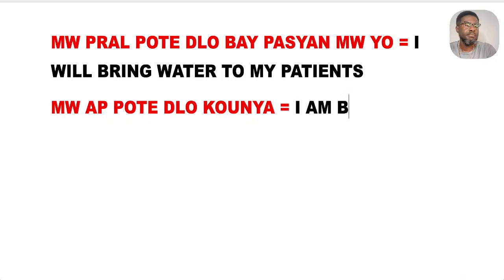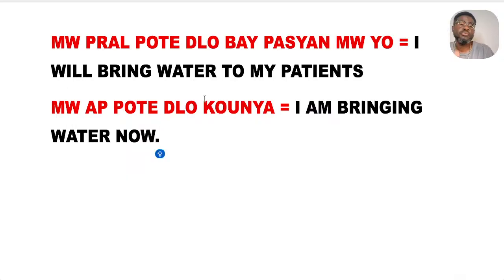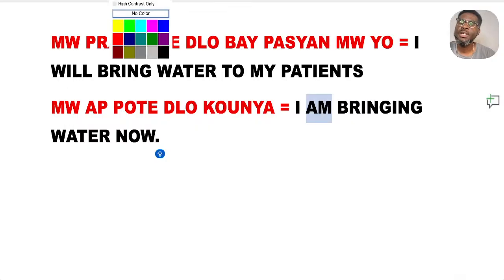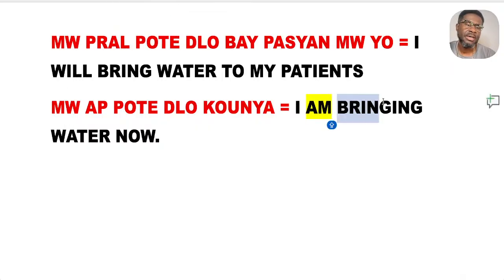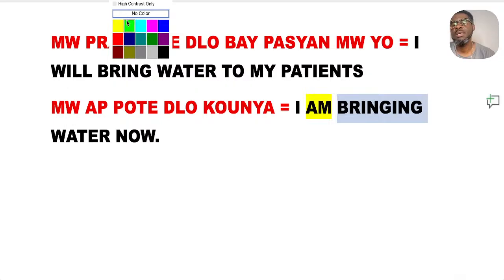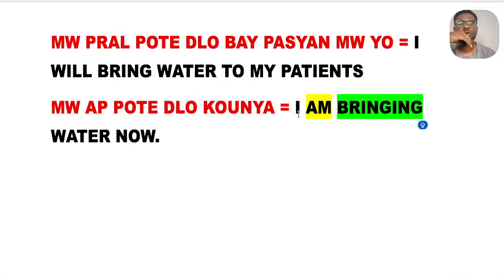Okay, just for the form. I am bringing water now. So present continuous, always, to be. Okay, to be. And then, bring, ing, verbe blanc. So always go with the verb to be. I am bringing water. He is bringing water. She is bringing water. They are bringing water. You are bringing water. And we are bringing water.